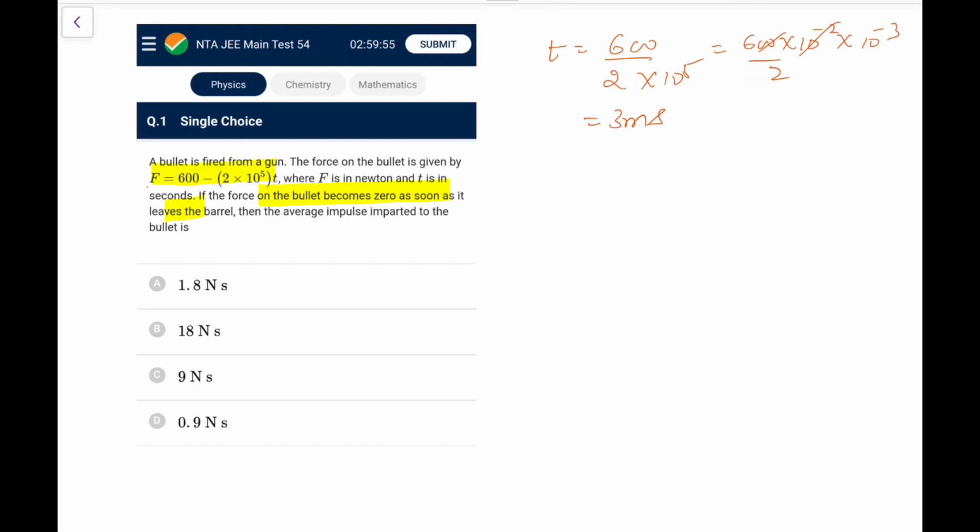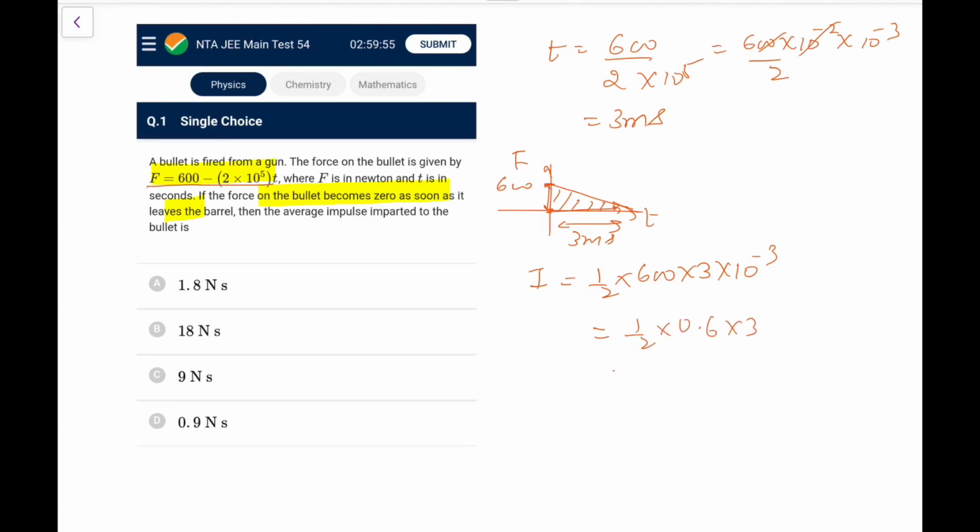Now look at this expression. This is a linear expression. The force will be something like this. So if I have to calculate the area, impulse is force into time, the area. So this is simply half into this length into this, and this length I know is 600 and this I know is 3 milliseconds. So for me the impulse is directly half × 600 × 3 × 10^-3. So what we now have is half × 0.6 × 3, so 1.8 by 2, that is 0.9 Newton seconds. So go for option D.